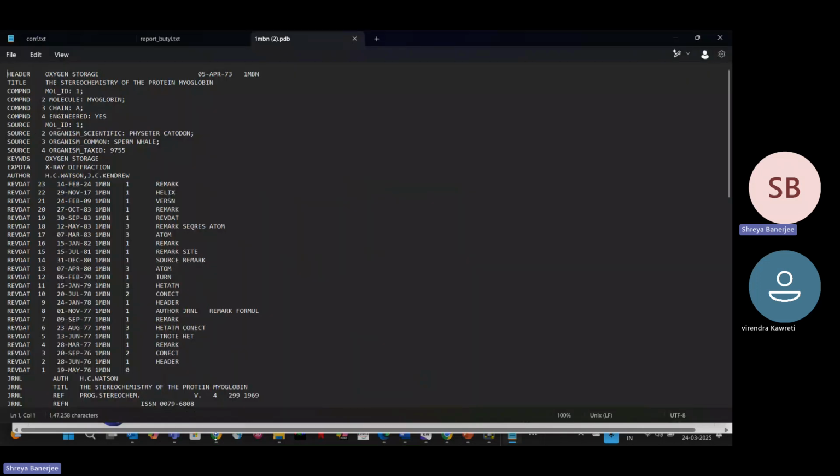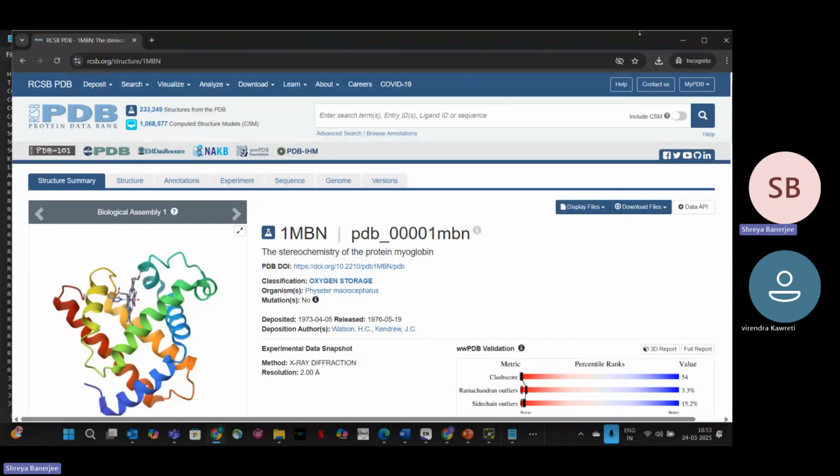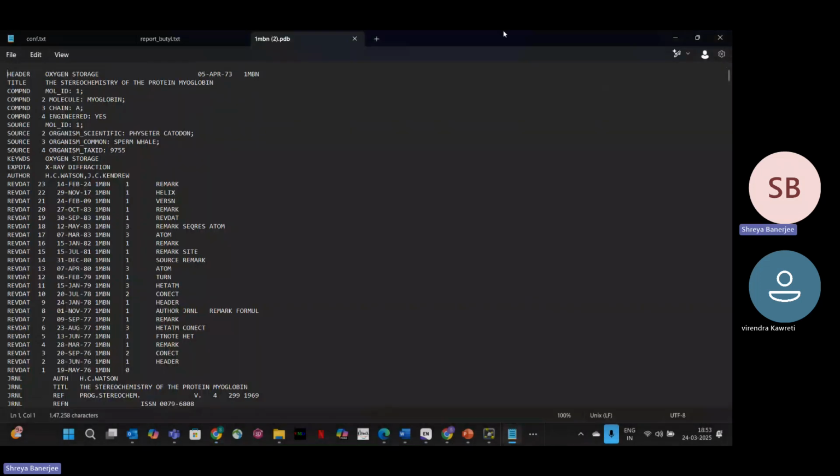The PDB file that we downloaded was myoglobin. So you can see the PDB file open here. In the heading, the function of the protein is written, that is oxygen storage. This was deposited on 5th April 1973, and the PDB code is 1MBN. Then you have the title, that is the stereochemistry of protein myoglobin. Then you have different information like the name of the protein, myoglobin, and the scientific organism, that is the sperm whale, with the common name and the scientific name.